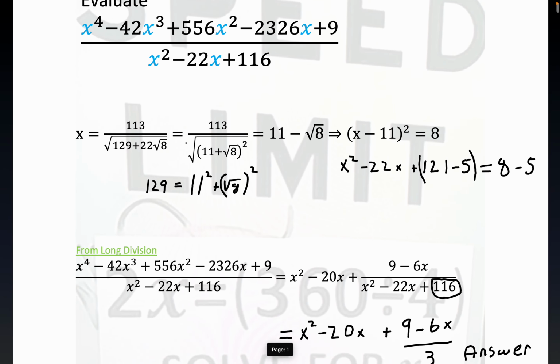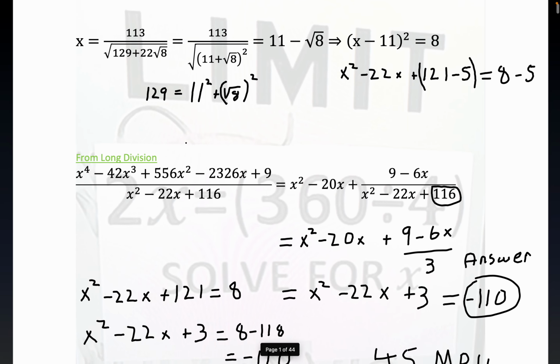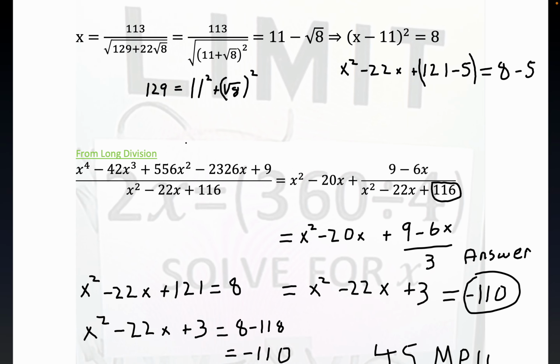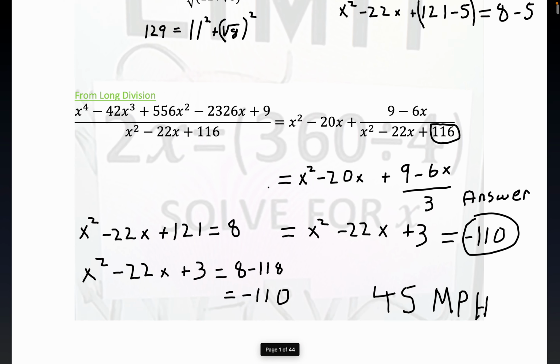Isn't that a cornball speed limit sign? X is your speed limit, and 2x is equal to 360 divided by 4. 2x is equal to 90. Where'd my marker go here? X is equal to 45 mph down there.